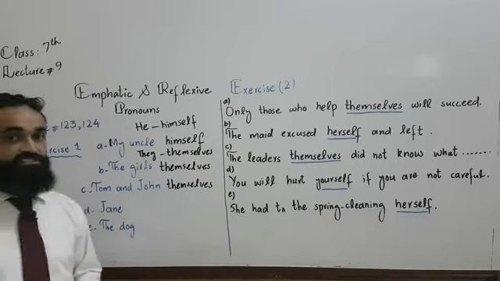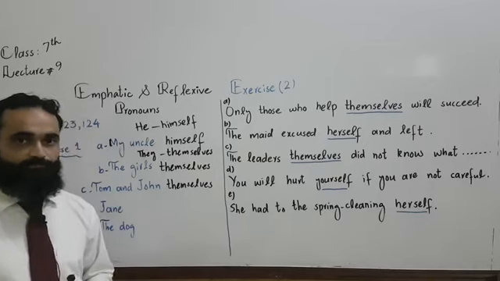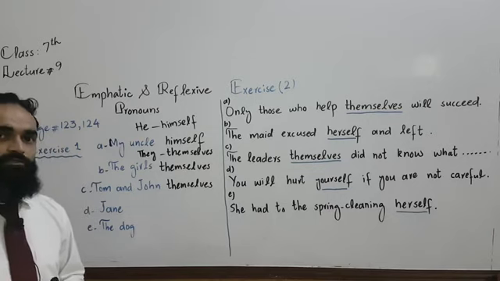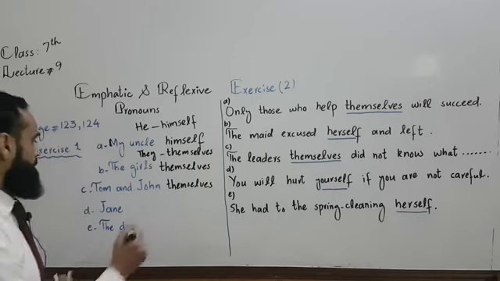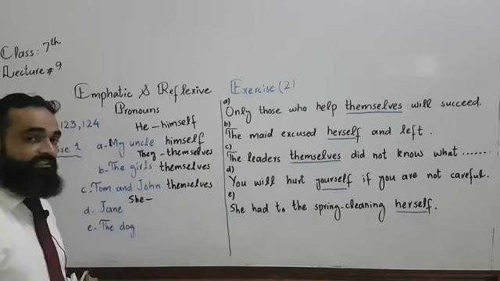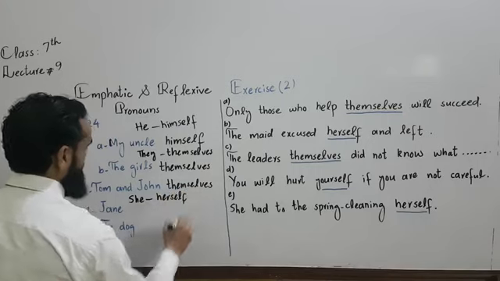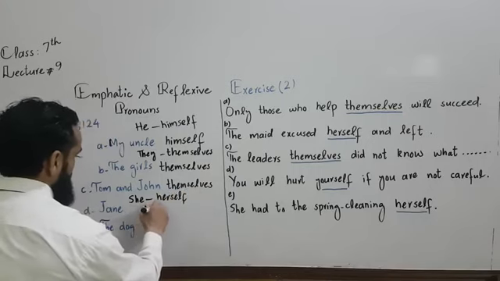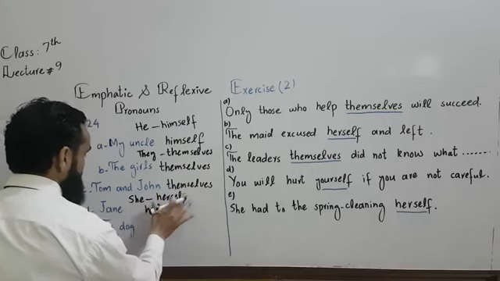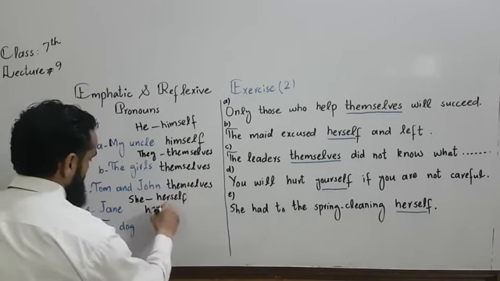Look at option D, Jane. Jane describes a lady, a girl. For feminine, we always use she, and its objective case is her. By adding self, it will become the reflexive pronoun or emphatic pronoun of Jane.